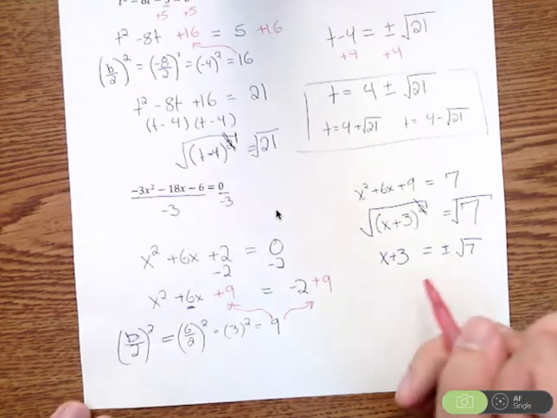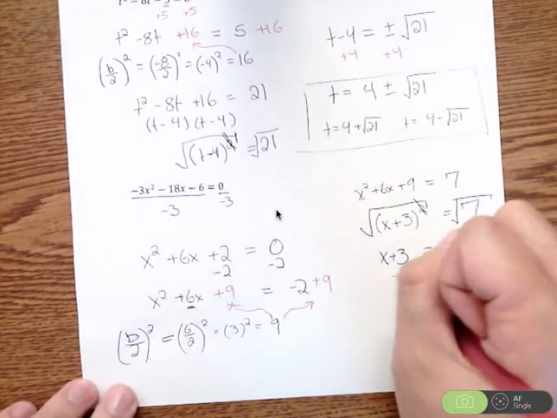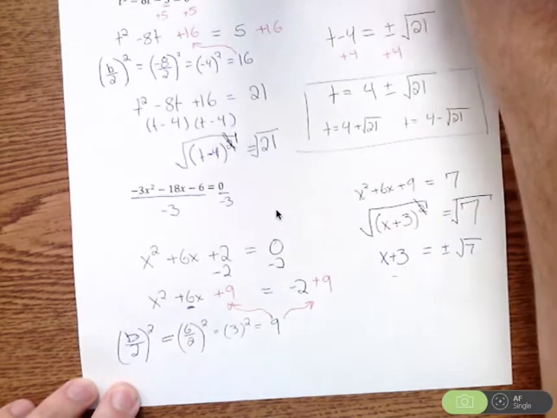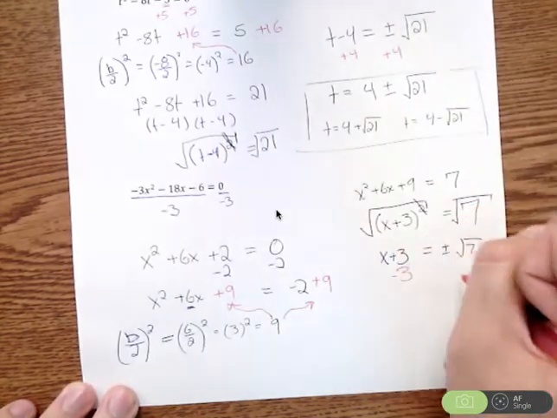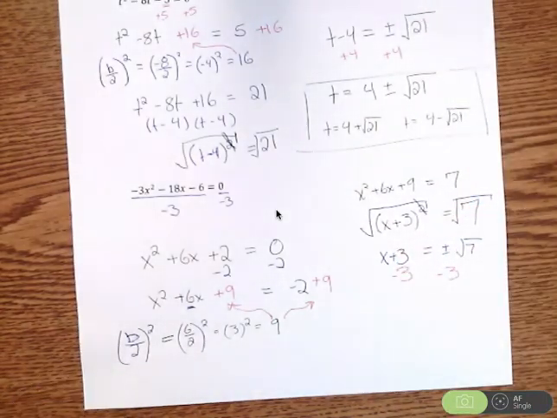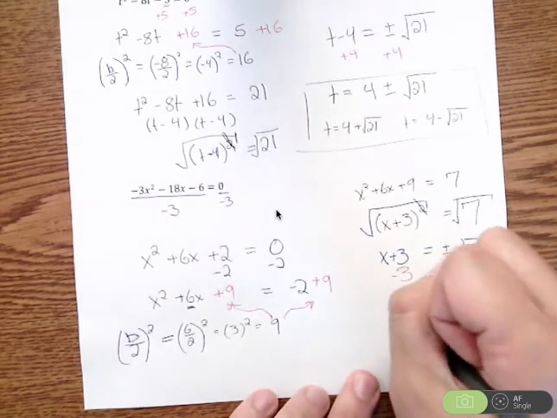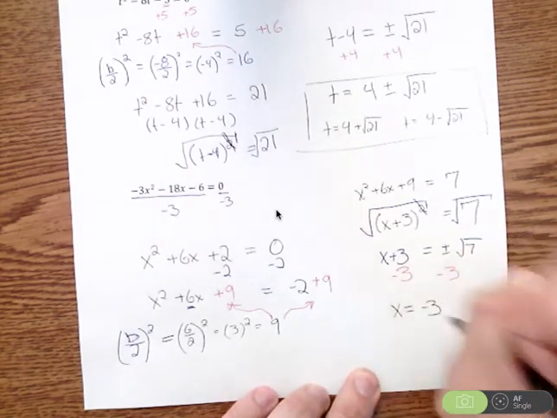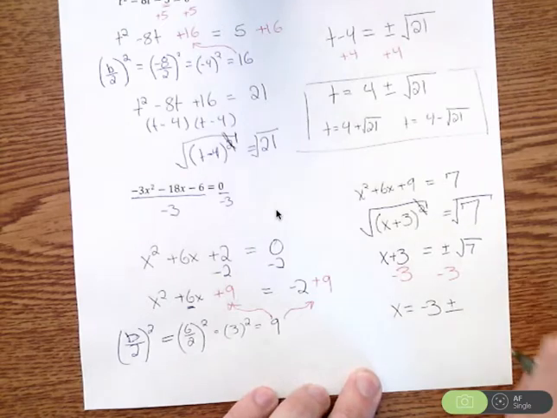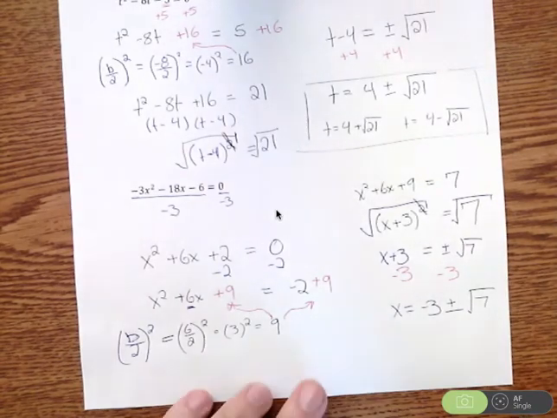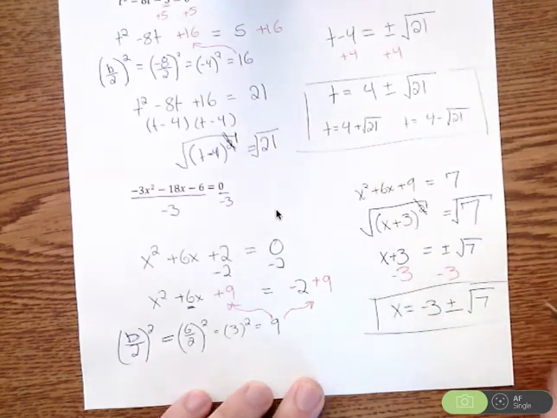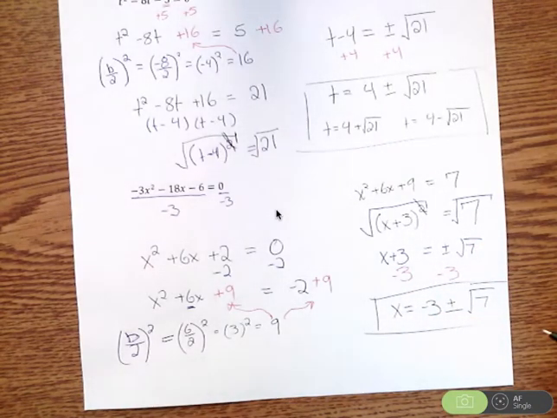Only thing left to do is try and get x all by itself. So I'm going to subtract 3. So that's going to leave us with x equals negative 3 plus or minus square root of 7. And that is our answer, and that is completing the square.